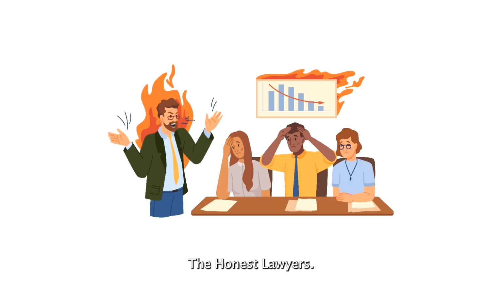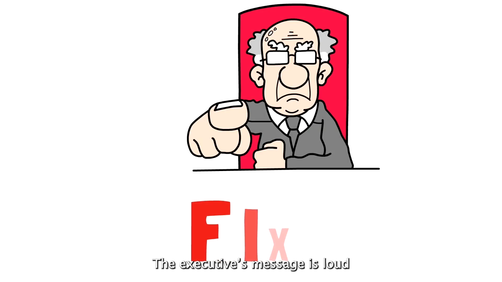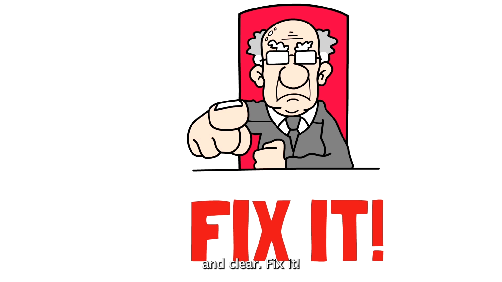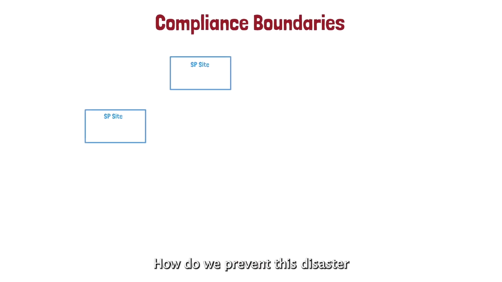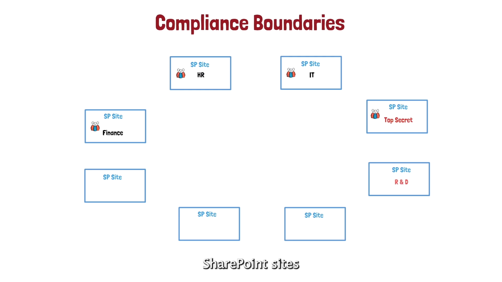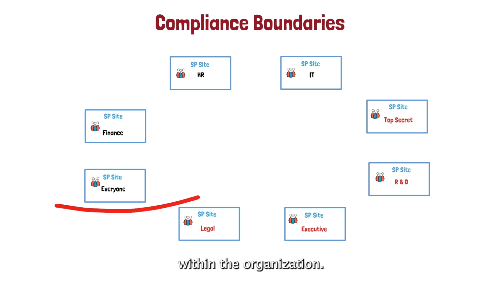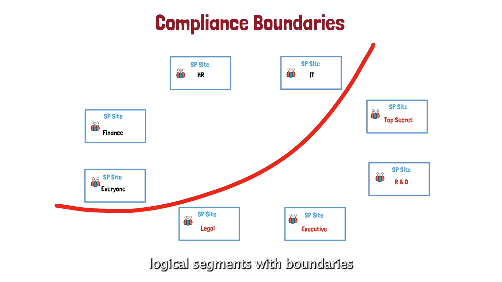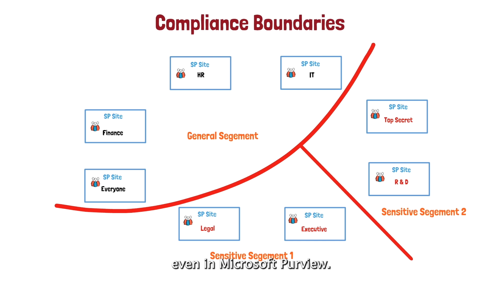Here's the company, the honest lawyers. Someone mishandled the eDiscovery searches, leading to a massive leak of sensitive information. Now, the company is in serious trouble, and the damage to the company reputation is undeniable. The executive's message is loud and clear. Fix it. How do we prevent this disaster from happening again? We implement compliance boundaries. Here are the familiar SharePoint sites, which represent departments within an organization. We are going to create logical segments with boundaries that cannot be crossed, even in Microsoft Purview.